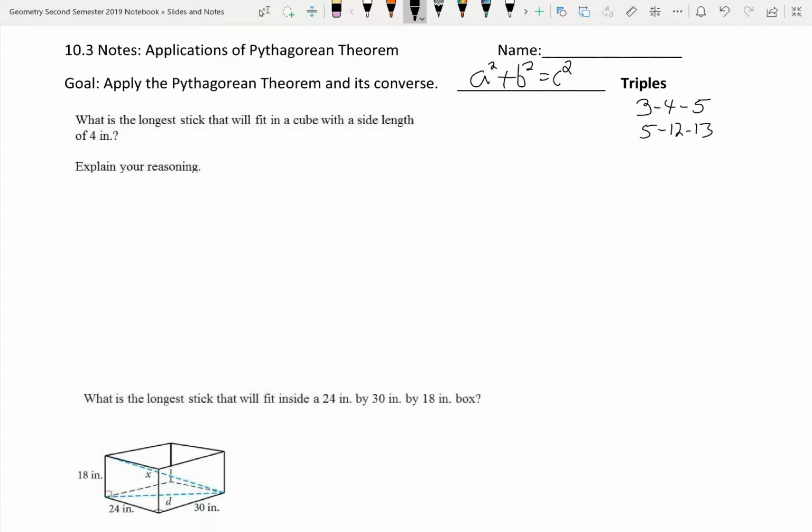You also will occasionally see 45, 45, 90 triangles. And the sides have a ratio of 1 to 1 to root 2. And you'll also see 30, 60, 90 triangles, which have a ratio of 1, root 3 to 2. Okay.